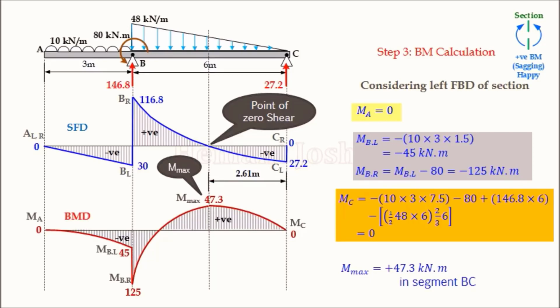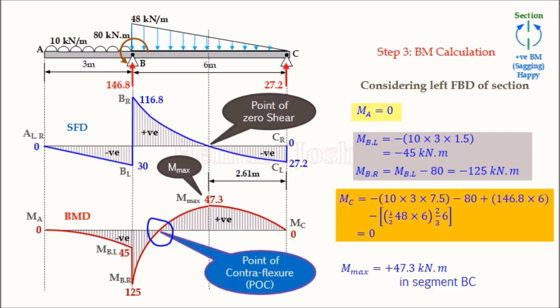But an interesting point you observe. Observing the BM diagram, do you find any point where bending moment changes its sign or crosses the baseline? Yes, it is here. And what is that particular point called? Bending moment 0 and crossing the baseline. That means sagging to hogging or hogging to sagging. Here it is changing from negative to positive. That means hogging to sagging. That particular point we have already discussed. It is called POC, point of contraflexure.